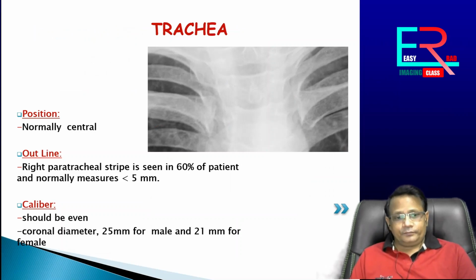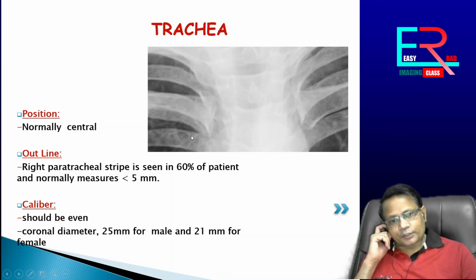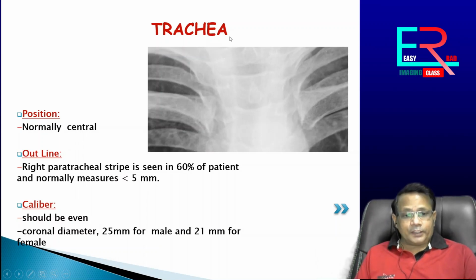Then come to the trachea. The trachea is usually a centrally placed air column. You can see it very well over the upper dorsal and cervical spines. You may see the right paratracheal stripe clear cut, but usually we can't see the left paratracheal stripe. The right paratracheal stripe's thickness should be less than 5 mm. If it is thicker, we can suspect some right paratracheal pathology, likely lymph nodes or other things, or sometimes a substernal or enlarged thyroid.